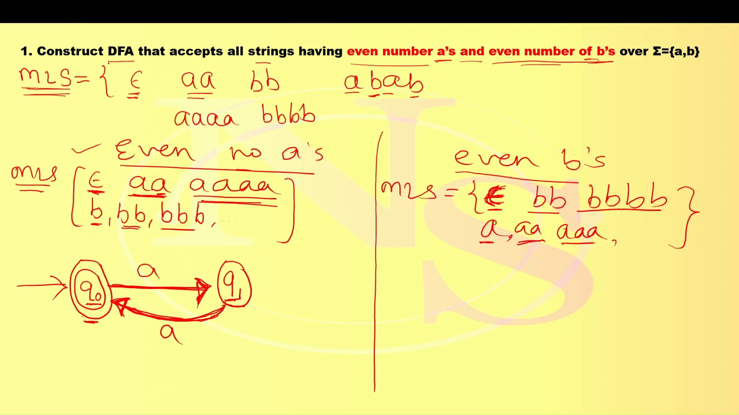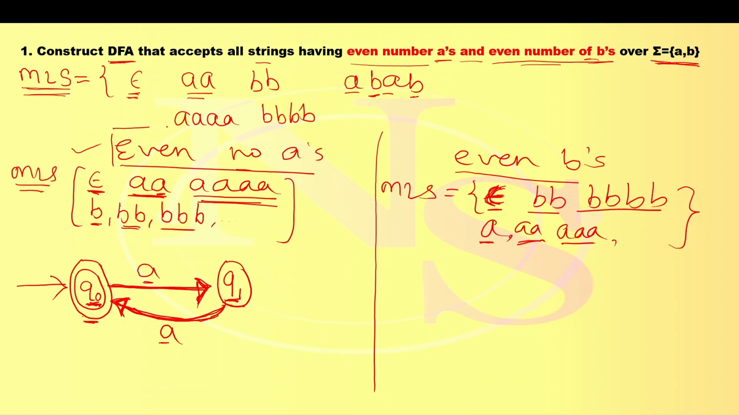Is this automata deterministic? No, but we can make it. Deterministic means that for each input symbol sigma, there must be only one transition from Q0 as well as from Q1. At this moment, there is one transition for A from Q0 and one transition for A from Q1. But the transition for B is missing.